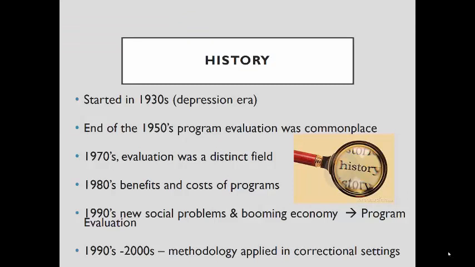So just to give you a brief history, evaluation research started back in the 1930s. If you recall, this is the time of the Great Depression. Resources were scarce, and so we had to know where we could put the few resources that we had so that they would be most effective. So they started evaluating things. By the end of the 1950s, program evaluation, not in corrections, but in general, with social welfare programs, became much more commonplace. This was now something that people did as part of the course. In the 1970s, evaluation became a distinct field where professionals learned how to do evaluation.